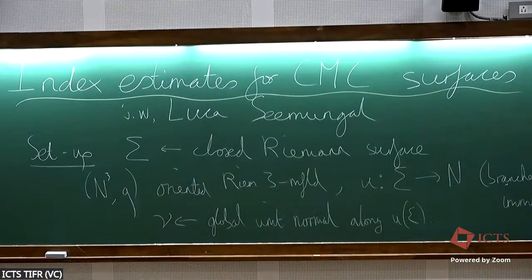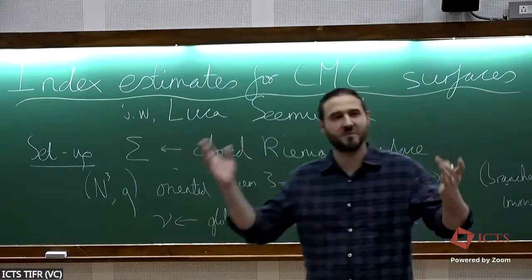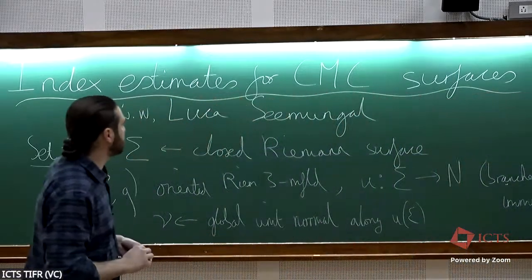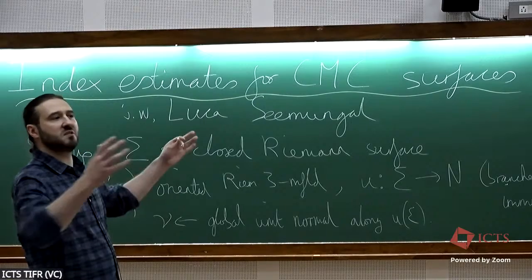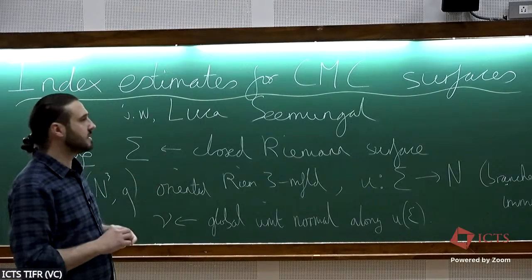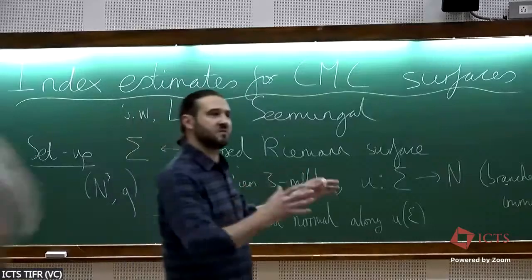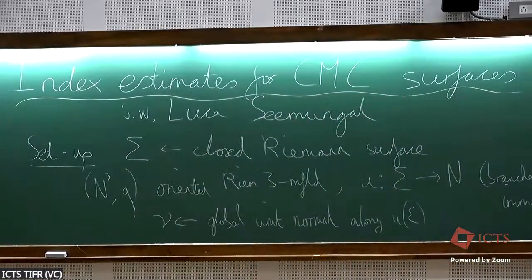And the general idea is that objects like CMC surfaces are often produced variationally. You might prove existence of such objects by some abstract variational principles, which will give you information on their area and their index. So it's nice to be able to relate those variational properties with perhaps their topological and geometric properties, and that's the idea of these index estimates.